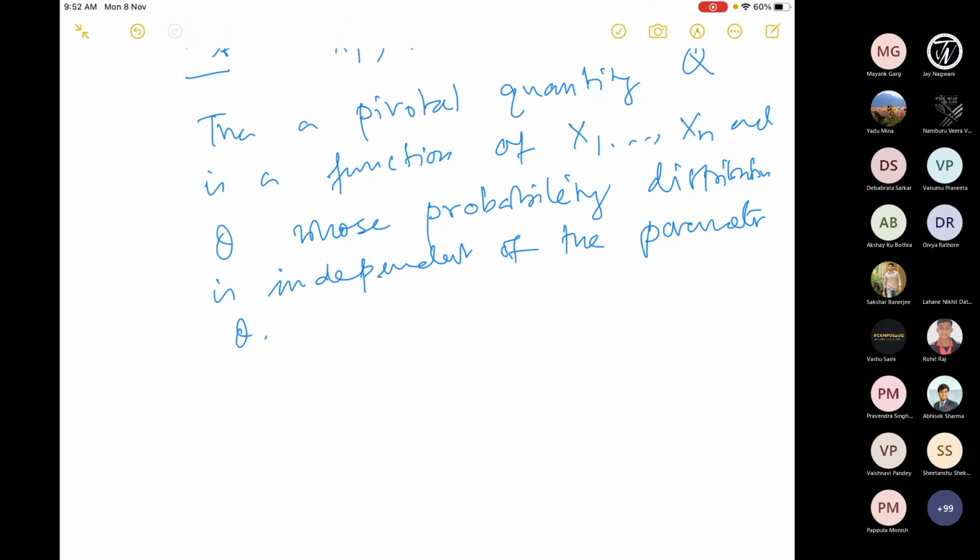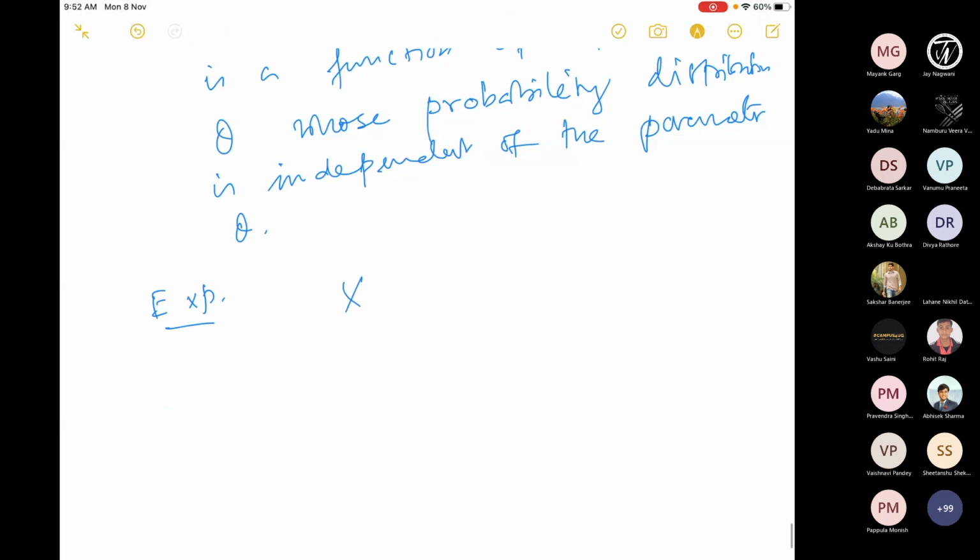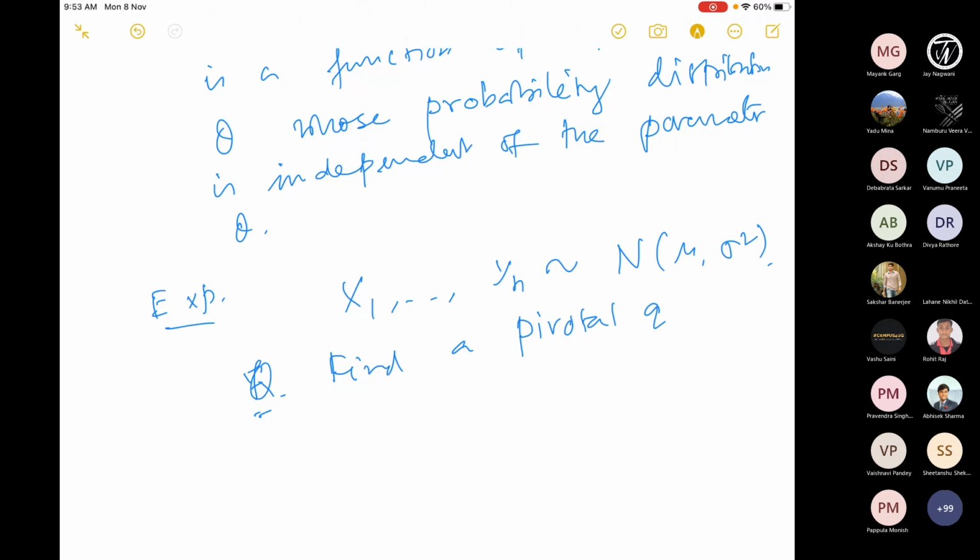So let us see an example. Let us say x1, x2, xn are from normal with mu, sigma square. Now my question is, find a pivotal quantity.